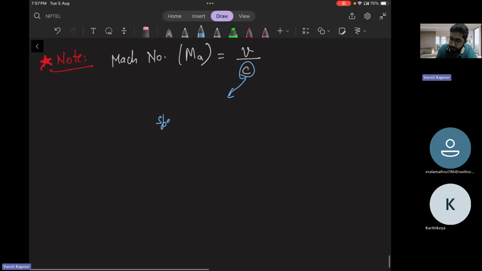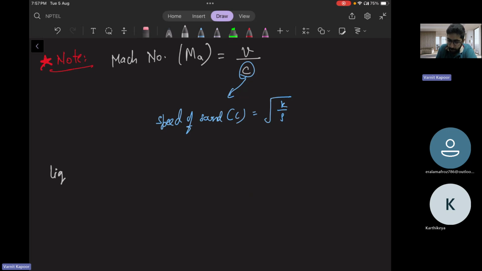Speed of sound is defined as the square root of K by rho, where K is your bulk modulus and rho is the density of that fluid. Whereas for solids it is the square root of elasticity by rho. For a liquid it is the square root of K by rho. So for a liquid, C is the square root of K by rho.